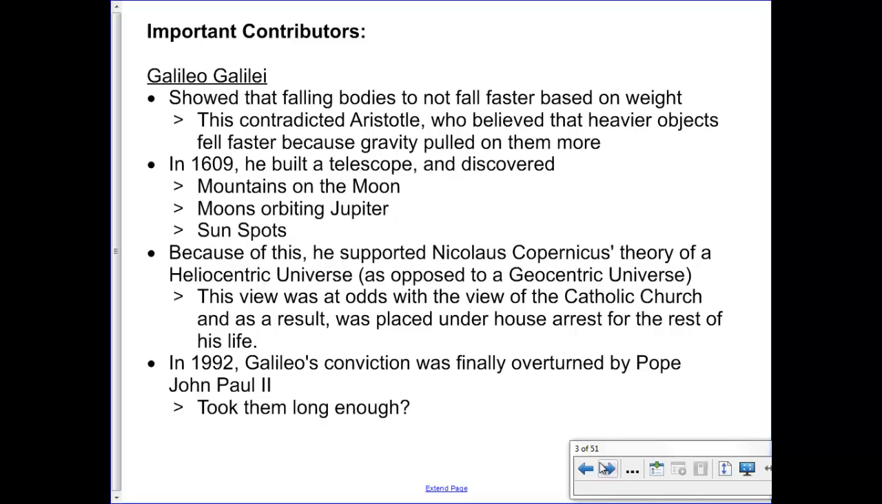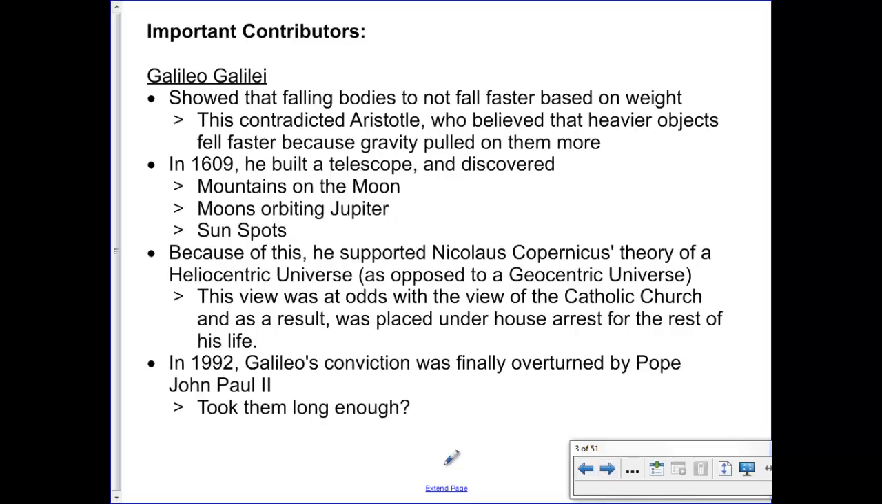He went to the top of the Leaning Tower of Pisa. He dropped two cannonballs, each of different sizes. Hopefully no one was underneath the cannonballs because they fell a long ways. And what they discovered is that the two cannonballs hit the ground at the same time, thereby proving that heavier things do not fall faster. Does that make sense? Okay.